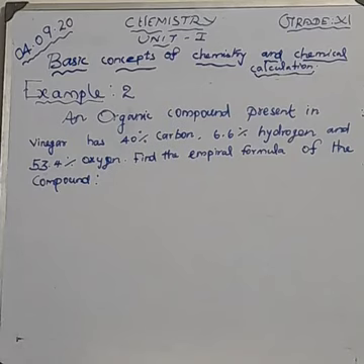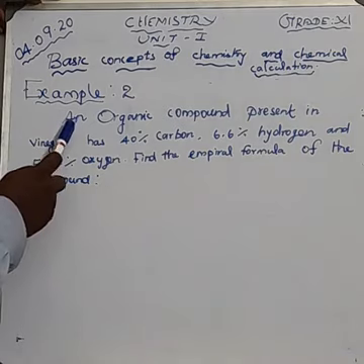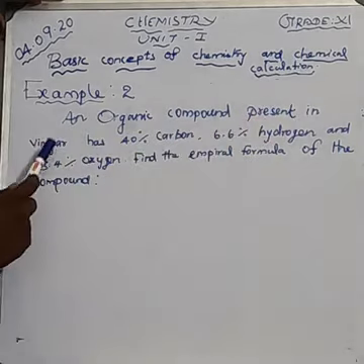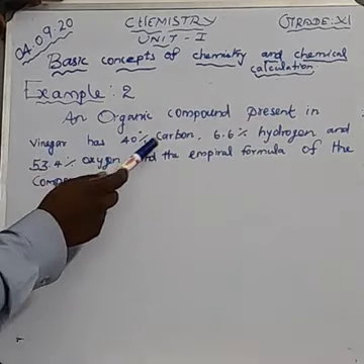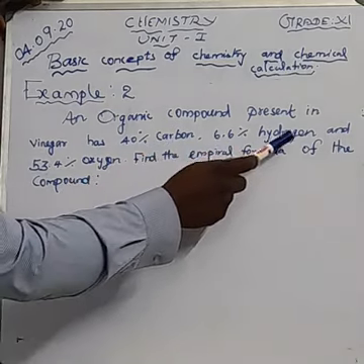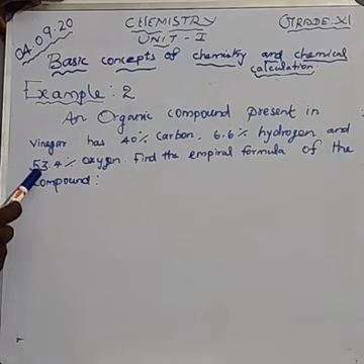Okay, the next question. Example 2. An organic compound present in vinegar has 40% carbon, 6.6% hydrogen and 53.4% oxygen.